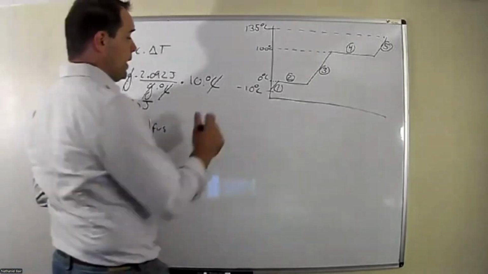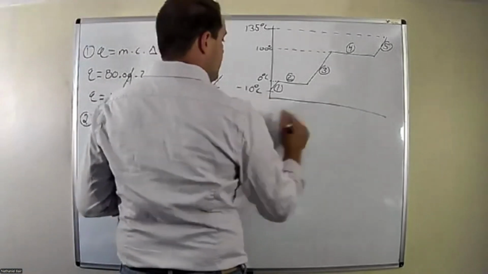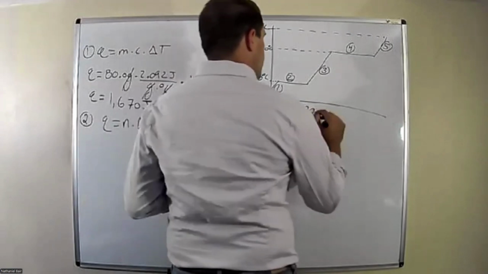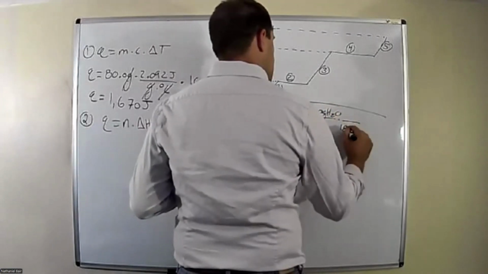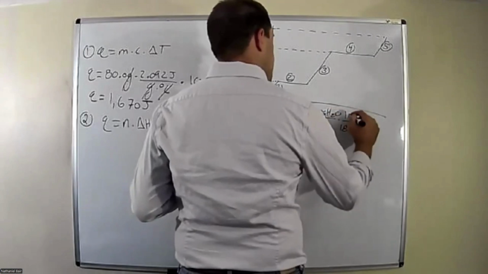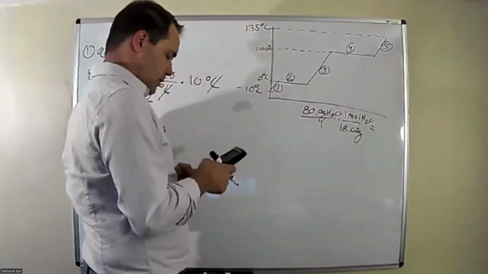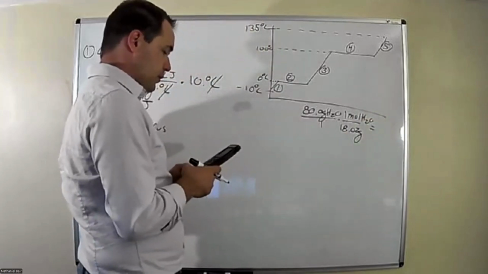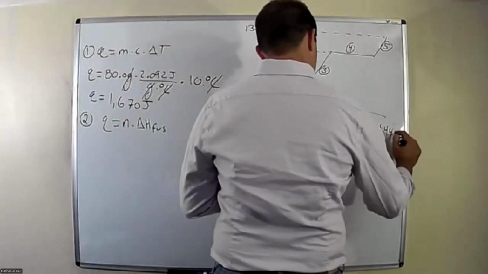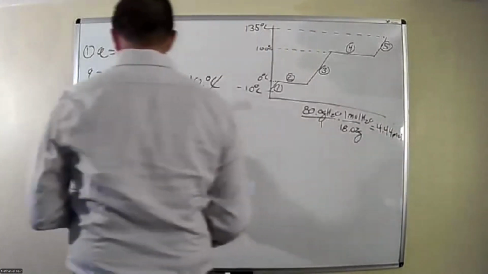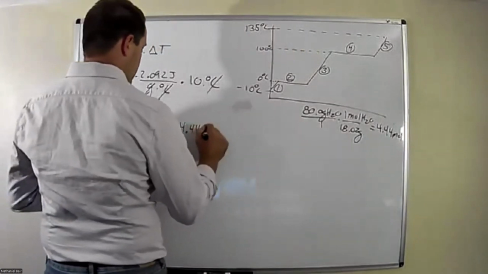How do we get moles? That's molar mass. 80.0 grams of water, with 18.02 grams in a mole. So 80 divided by 18.02, that's 4.44 moles. So my n is 4.44 moles.